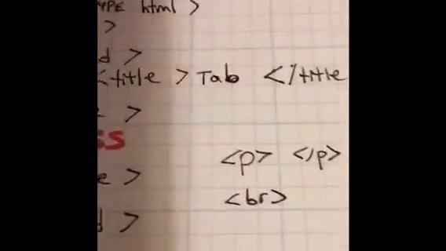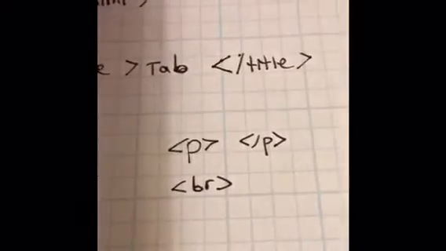So a couple of things. Obviously, you should know all the basics. So for example, a paragraph is the P tag, and its end is /P. We have a line break. It's a weird one. It's just a BR. There is no end tag. We're just breaking a line.